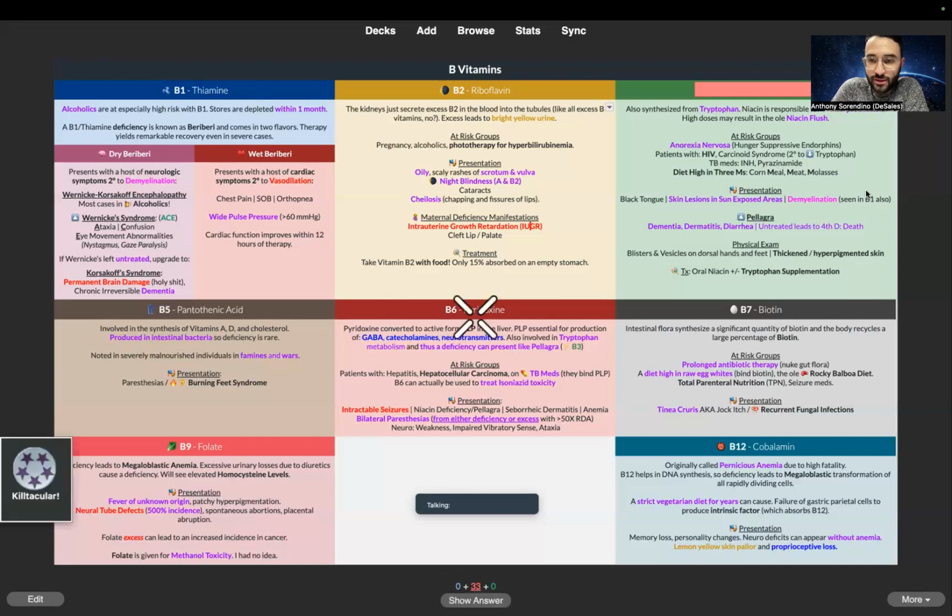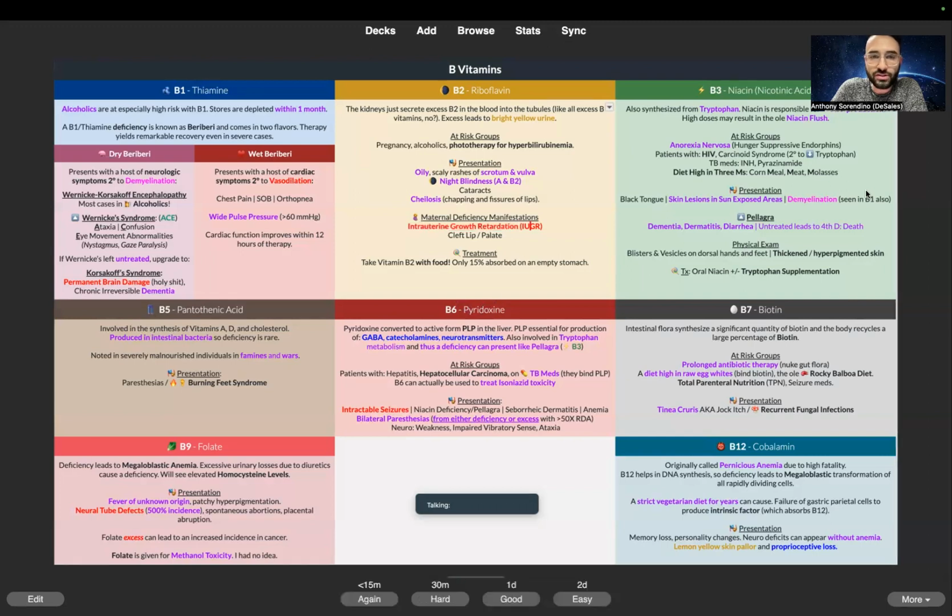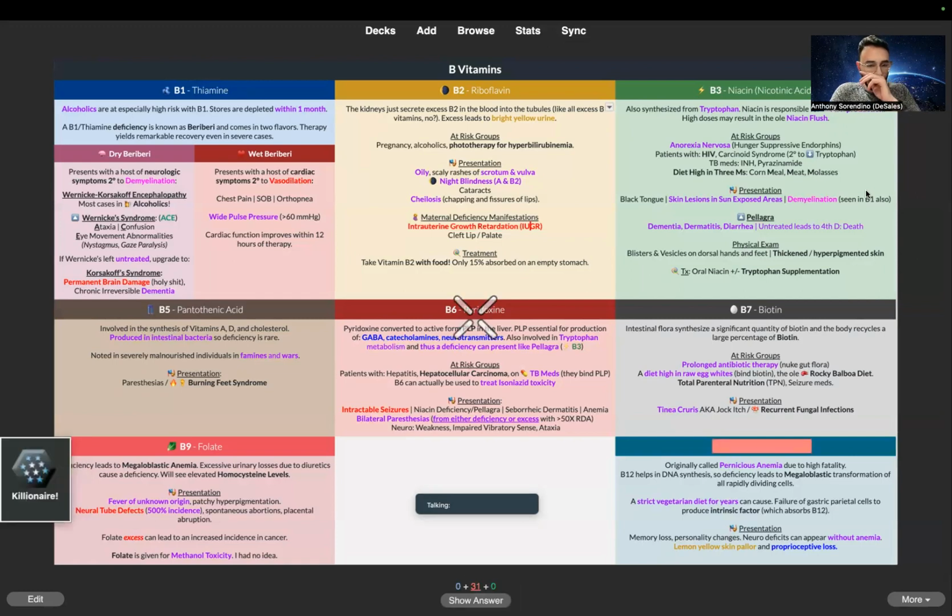Tinea cruris for B7. B3, also known as niacin or nicotinic acid. Take B2 with food. Without anemia, skin pallor, bright yellow down there with B12. You're going to have intrauterine growth retardation with B2 deficiency. Neural tube defects with B9. B12, cobalamin, a strict vegetarian diet can cause that. What's the skin issue with niacin? It's going to be hyperpigmented and thickened. Symptoms: vasodilation there. Pellagra is going to be dementia, dermatitis, and diarrhea.